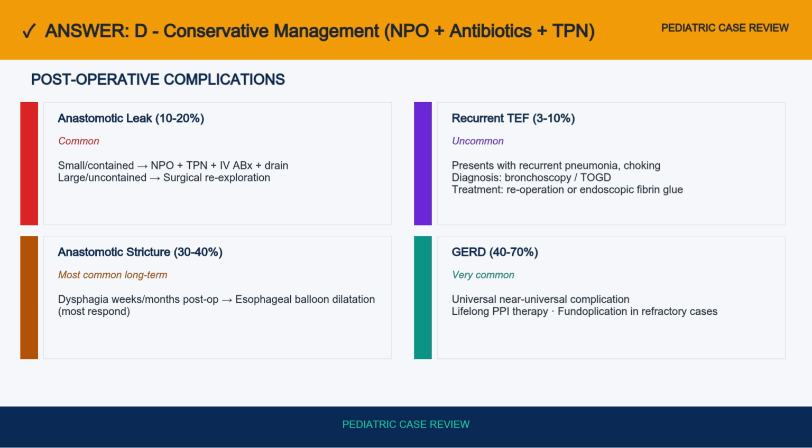total parenteral nutrition. Anastomotic leaks occur in 10 to 20% of cases. Small contained leaks can heal spontaneously with this approach. Large uncontained leaks require surgical re-exploration.